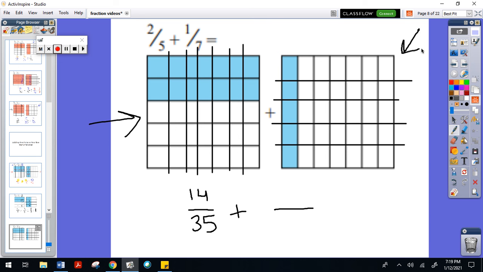Then, what is the fraction for this picture? Exactly. We know the denominator is 35, and then there's 5 pieces colored in to make 5/35. If we add these two together, what is the sum of these two fractions? Perfect. 19/35. That means that 2/5 plus 1/7 is equal to 19/35.